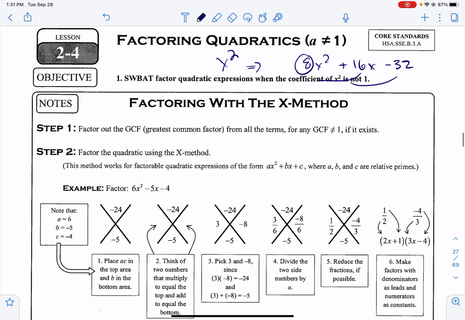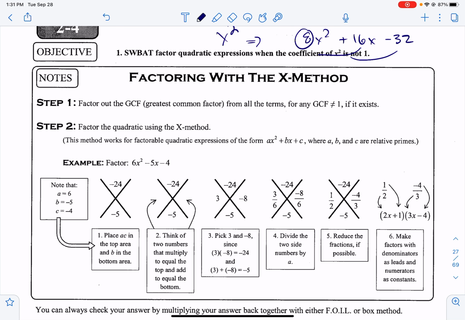Well, what happens today is, what do you do when you cannot get rid of the number in front of the x squared? So down here in the notes, I'm going to skip right down here to step 2, and I'm looking at this example right here. It wants me to factor 6x squared minus 5x minus 4. With what you've learned so far, the problem is that 6 in front. And if I try to factor a 6 out, I really can't, because 6 doesn't go into negative 5, 6 doesn't go into 4. So there's no way to get rid of that 6. It's stuck there. So what we're going to do today is use the x method a little bit differently in order to still solve this problem.